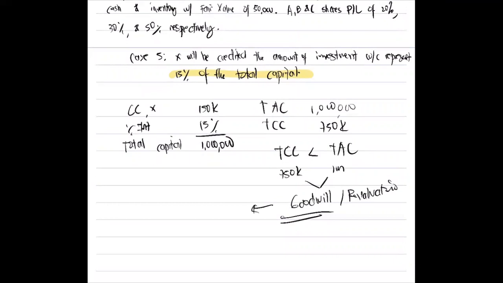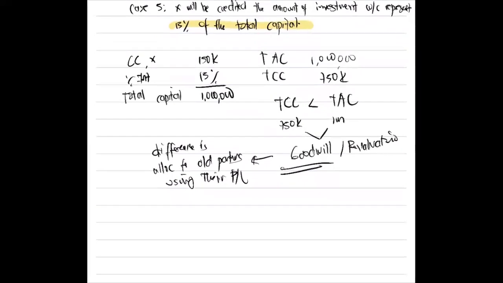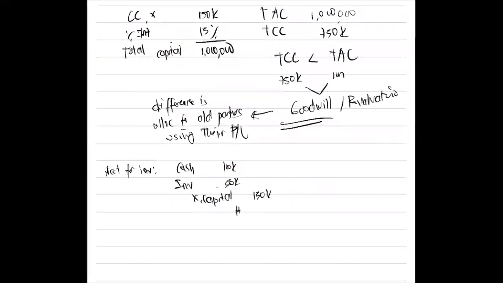So how do we account for this particular goodwill or revaluation? Any difference is allocated to all partners using their profit or loss. Just remember, any difference, you allocate it using profit or loss to all the partners. So here, we account first for the investment. To account for your investment, we just debit cash, and then we have your inventory and X capital. So 150 and 150,000.